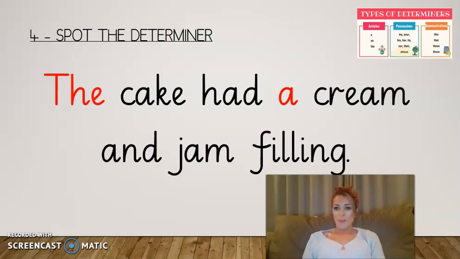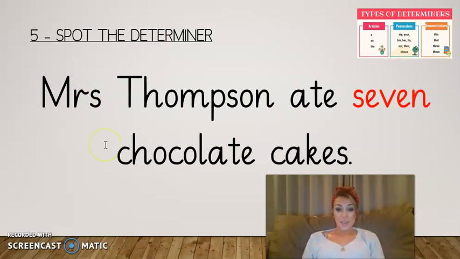So, number 5, Mrs. Thompson ate 7 chocolate cakes. So my noun phrase is chocolate cakes, and the word that introduces it, that determines how many chocolate cakes I ate, is 7. So this one, I didn't actually give you the answer up here. This one is what we call a quantifier. Now, I have mentioned that word in class before, but I'll be super, super impressed if you manage to remember it, because that was quite tricky. So it tells us the quantity of cakes that I ate. The number, the quantity. So that is a quantifying determiner.